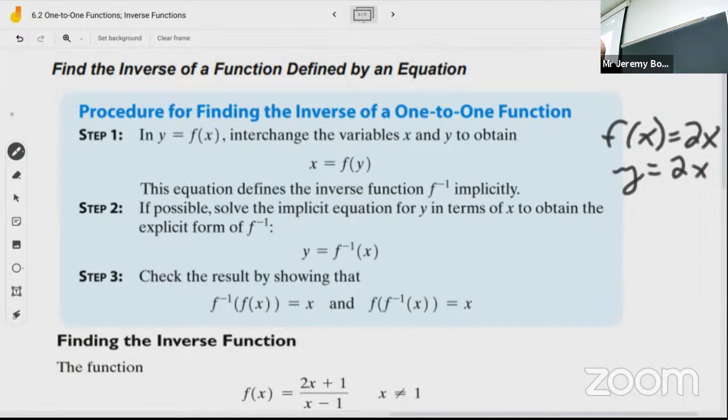That's the first thing. The next thing we're going to do, we're going to actually reverse the x and the y, just like we did for the ordered pairs. We swap the x value and the y value. We swap the domain and the range. So we're going to take the y, swap it for the x, take the x, swap it for the y. And so what we're going to end up with is x is equal to 2y.